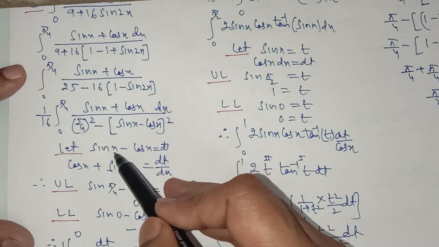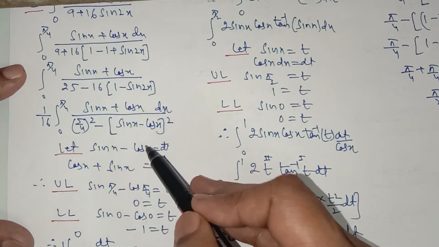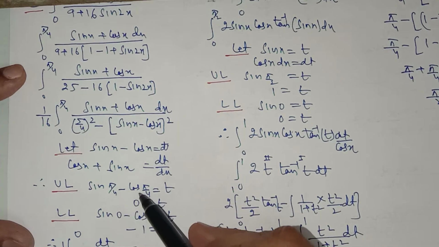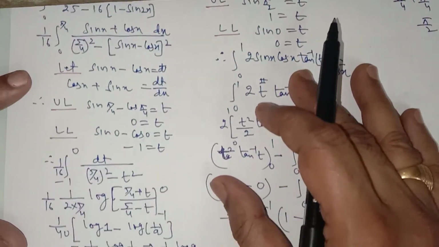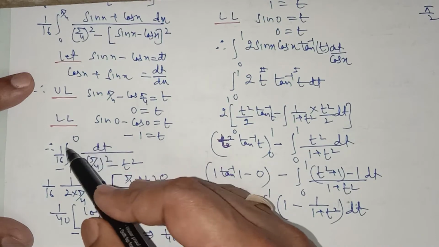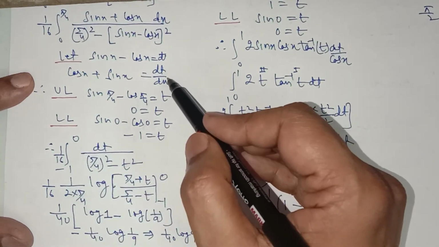Now changing the lower limit and upper limit. The upper limit is pi by 4, so for pi by 4 you will get the upper limit as 0. The lower limit is 0, so sin 0 minus cos 0 is equal to minus 1. So limits will be changed. It is from minus 1 to 0, 1 upon 16, when you put the value of dx.